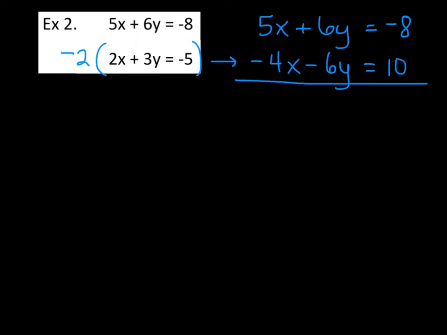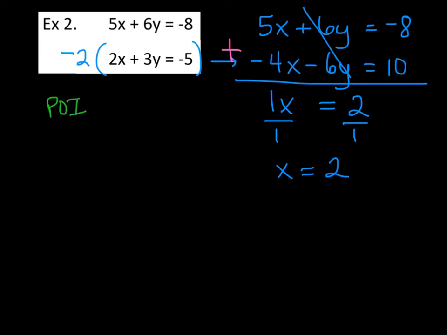Okay, and now what operation are we going to do with these two equations? And hopefully you're saying you are going to add them. Okay, so 5 plus negative 4 is going to be 1x. These are going to cancel because they're opposites, is equal to negative 8 plus 10 is 2. Okay, you're going to divide by 1 on both sides, and so x is equal to 2. Remember, you are solving for a point of intersection, x comma y, and so right now we have our x part of that point of intersection. Our next job is to go ahead and substitute that 2 in for x in one of the two equations.